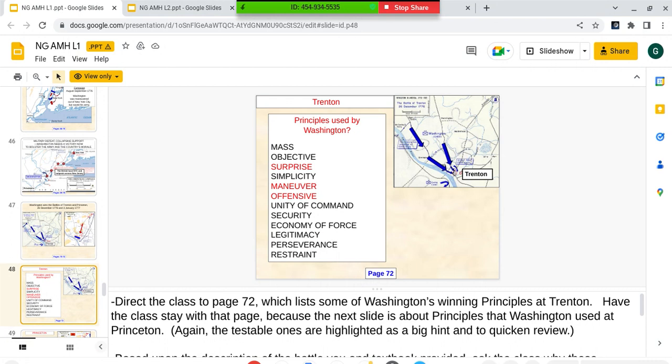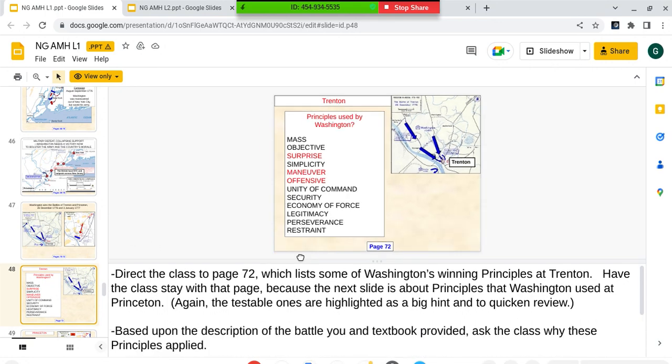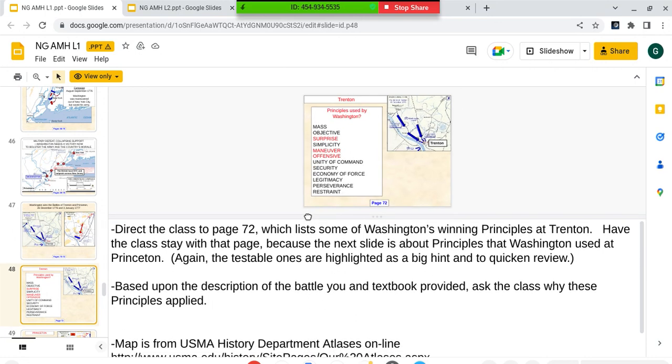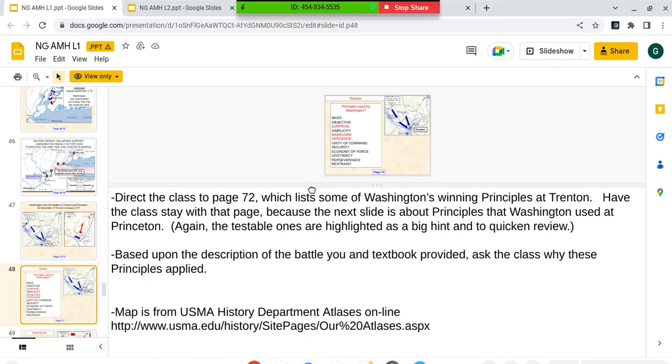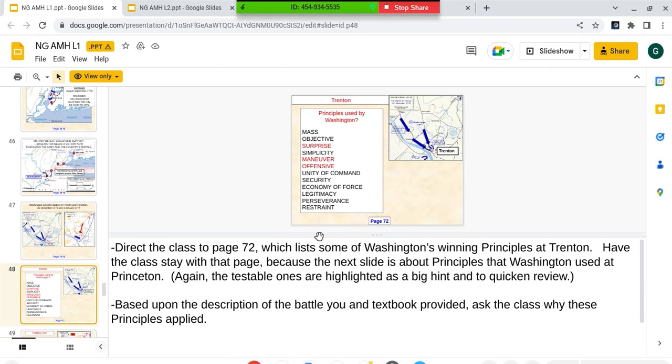So it was genius in terms of the surprise. Also, it was very offensive in that they just kept pursuing them all the way to Trenton. You can study this on page 72. It goes into a lot more detail if you want to read it in the textbook. It'll help you remember why this battle was so important, and help you understand the strategy that Washington was going towards.